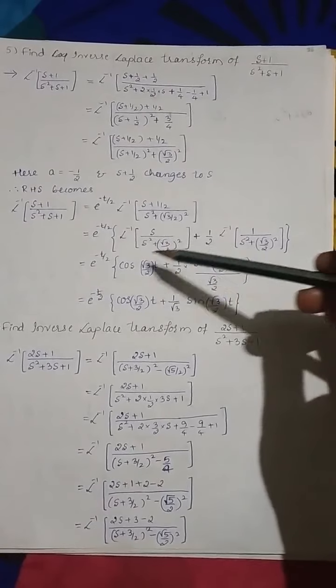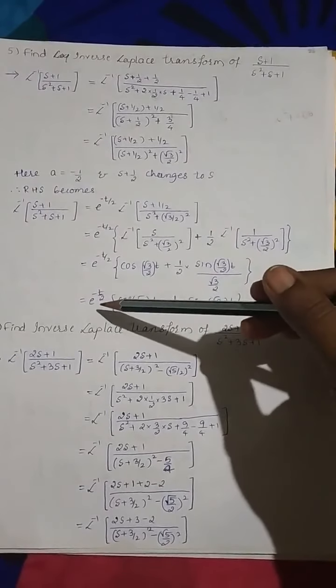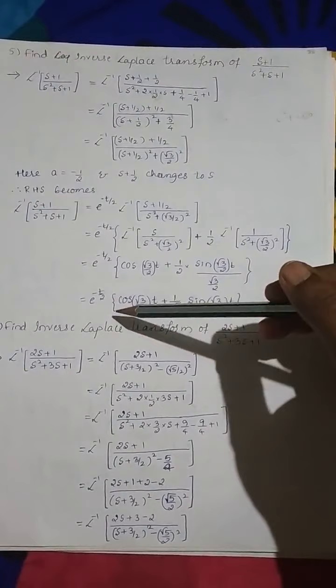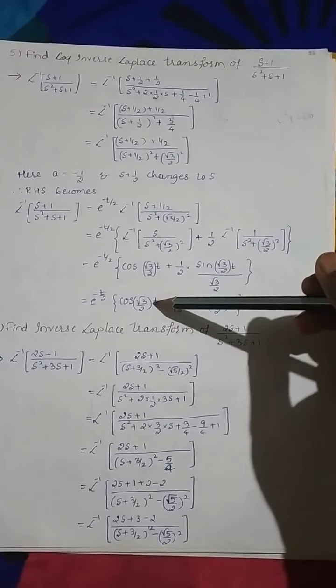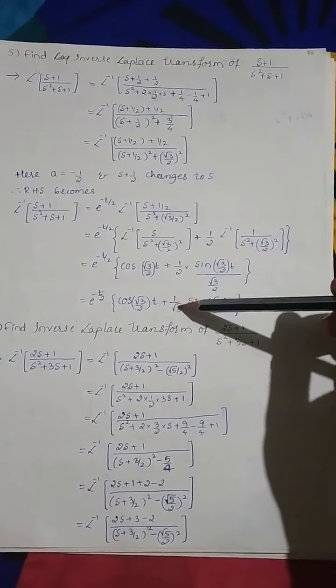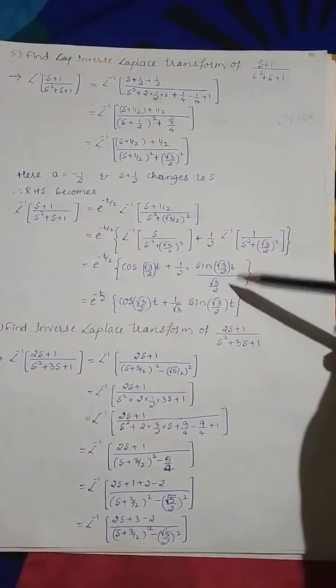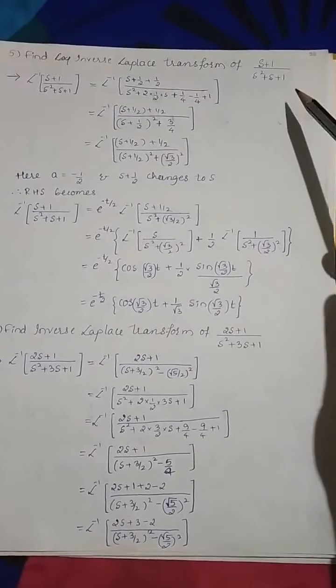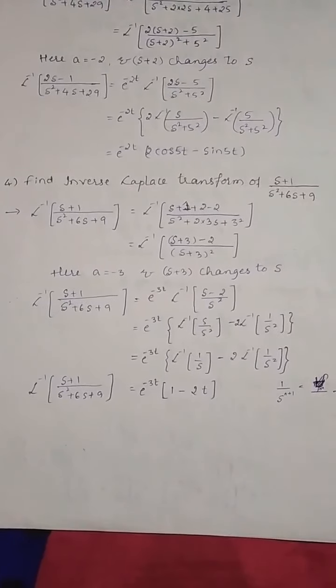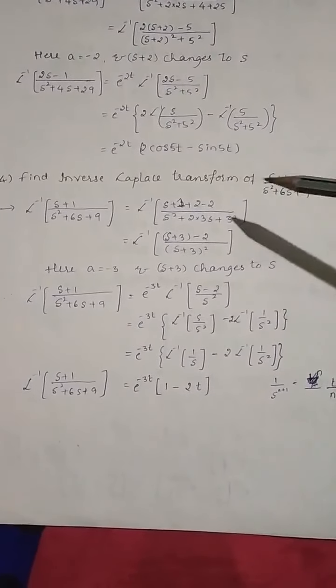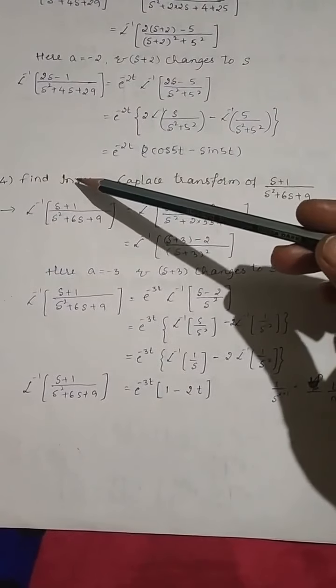Just simplify here. After simplifying, we have obtained e raised to minus t by 2 into bracket cos root 3 by 2 into t plus 1 upon root 3 into sin root 3 by 2 into t. This is the inverse Laplace transform of this term. Let's go for the next problem.